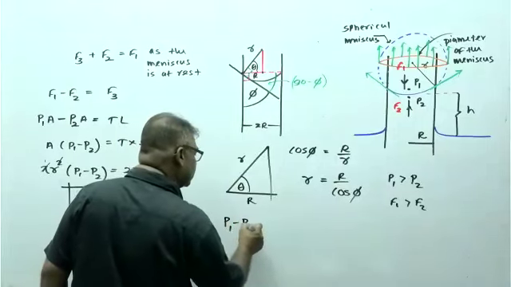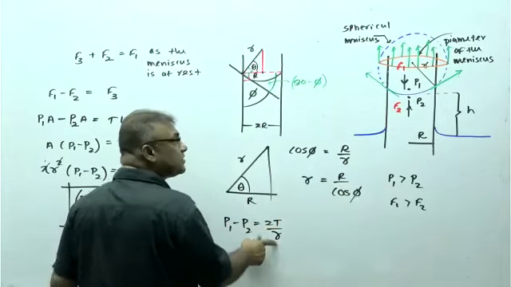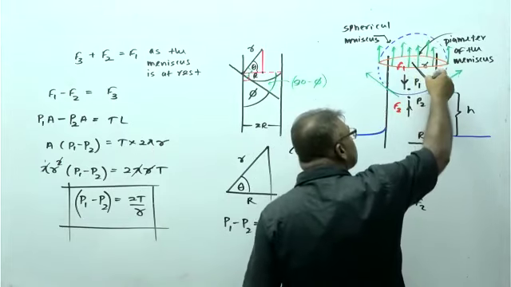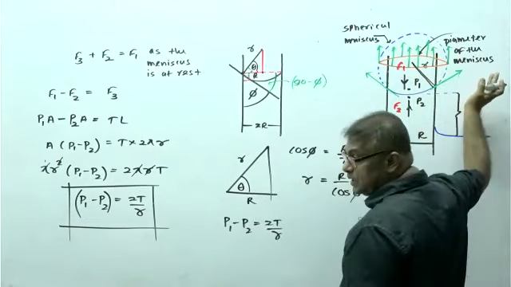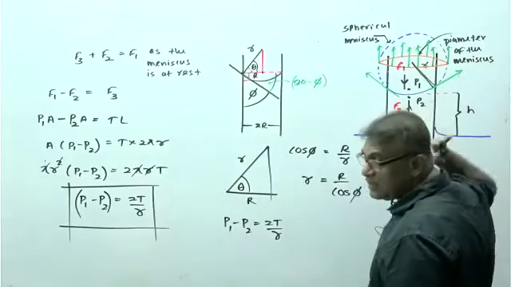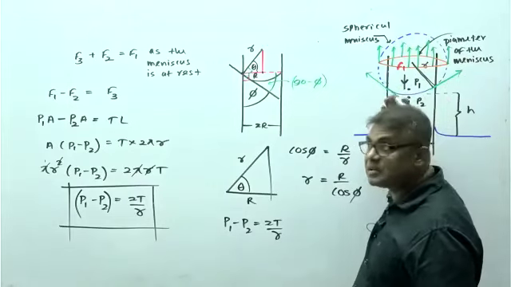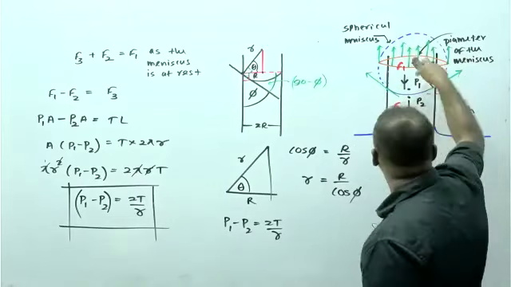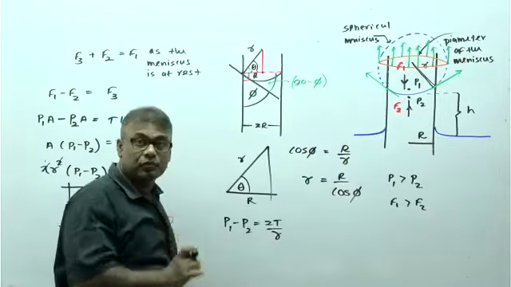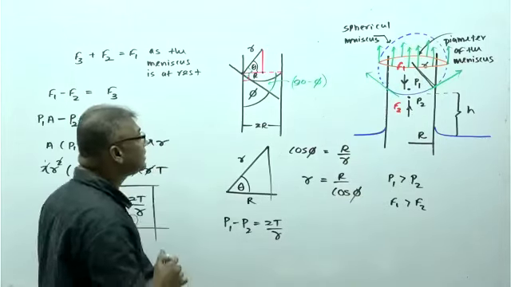P1 minus P2 equals 2T over R. But it is hard to find simple R, the radius of the meniscus, tube by tube, liquid by liquid. With the same liquid but a different tube, the radius of the tube changes, but the angle of contact is a constant value at constant temperature for a given liquid and material.